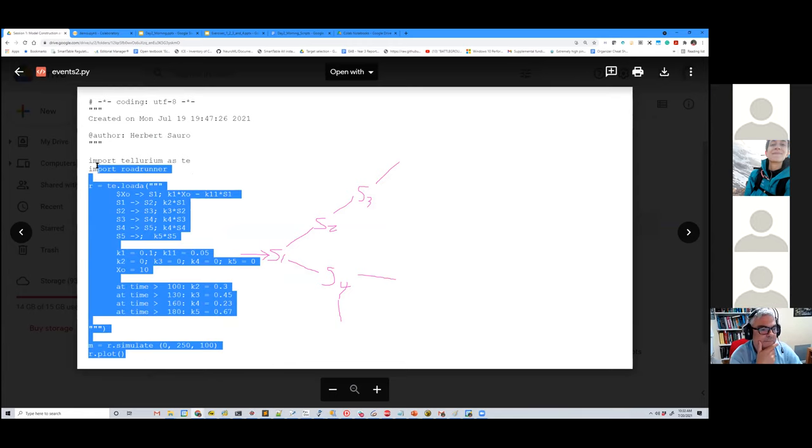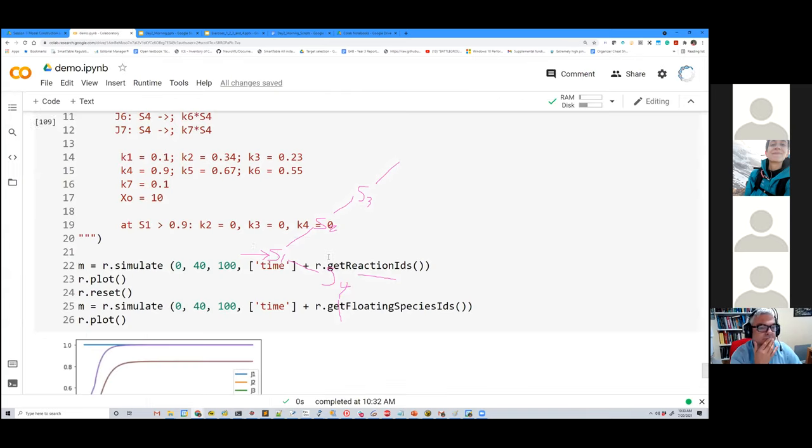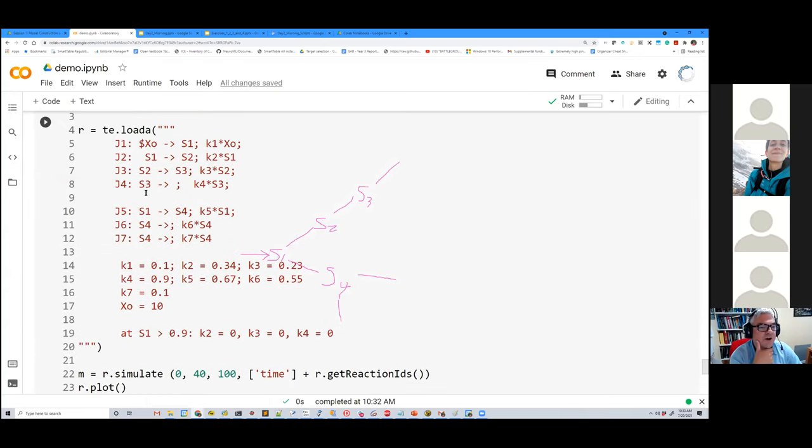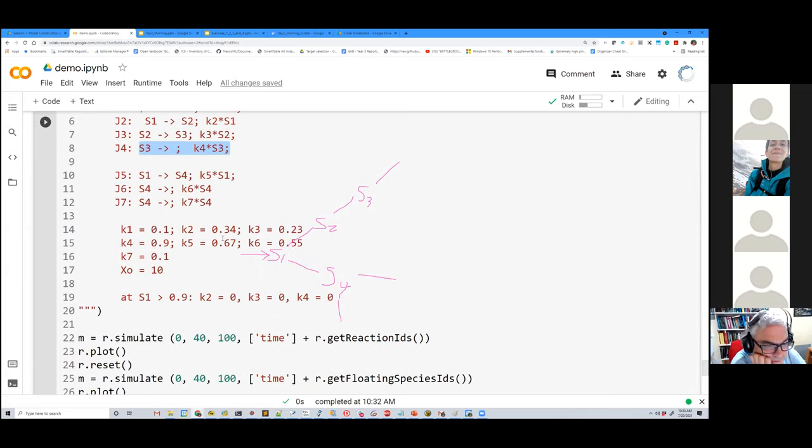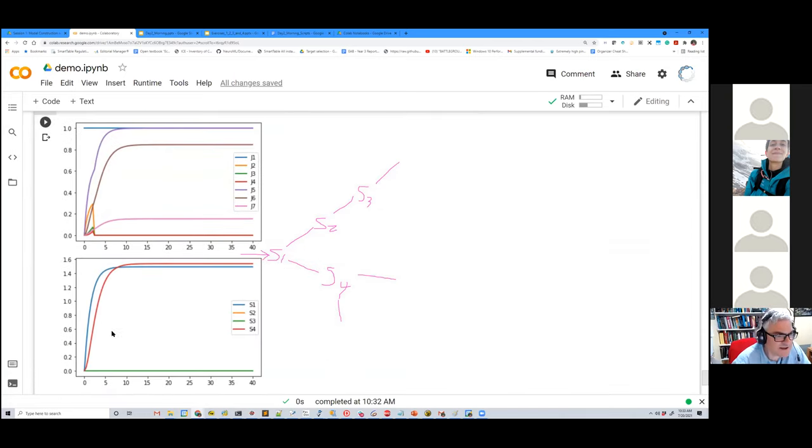Question? Yeah. Why did they go back to zero? Because you turned everything off. That should mean they should stay constant, shouldn't it? No, but they drain out through S3. Didn't you set that to zero as well? Did I? Oh, yes. What I think is happening is that the values are so small that they're not registering.